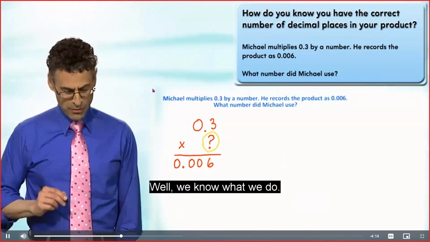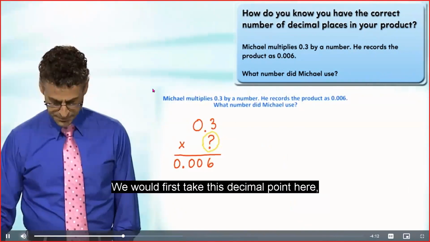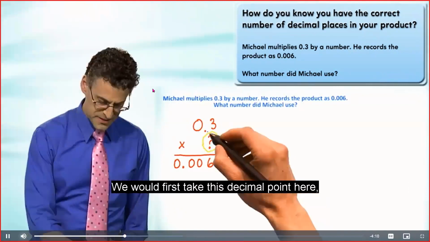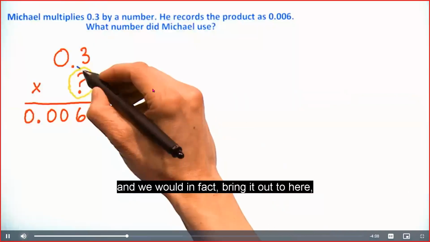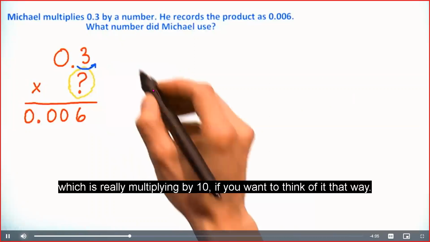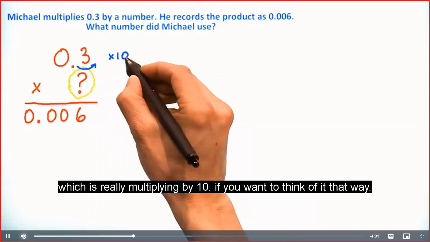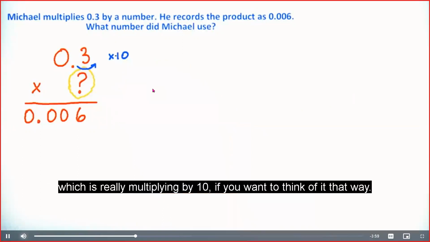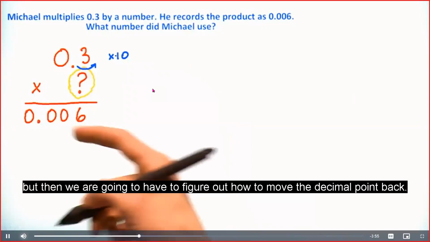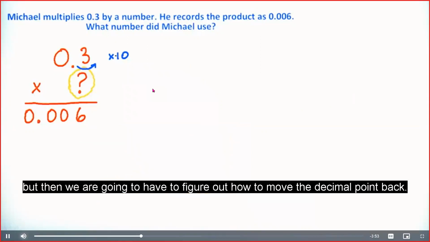Well, we know what we do. We would first take this decimal point here, and we would, in fact, bring it out to here, which is really multiplying by 10, if you want to think of it that way. And then we're going to do something here, we have no idea what, but then we're going to have to figure out how to move the decimal point back. So that's where we're kind of stuck right now.